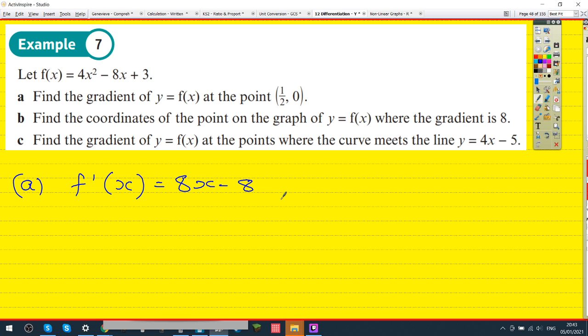And then we just substitute half into x. Which gives you 4 minus 8, which is minus 4. Well done. Part B.